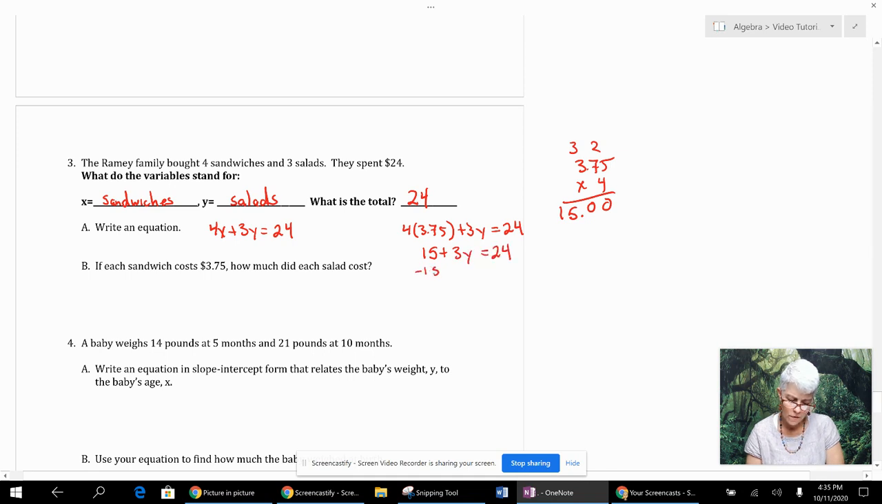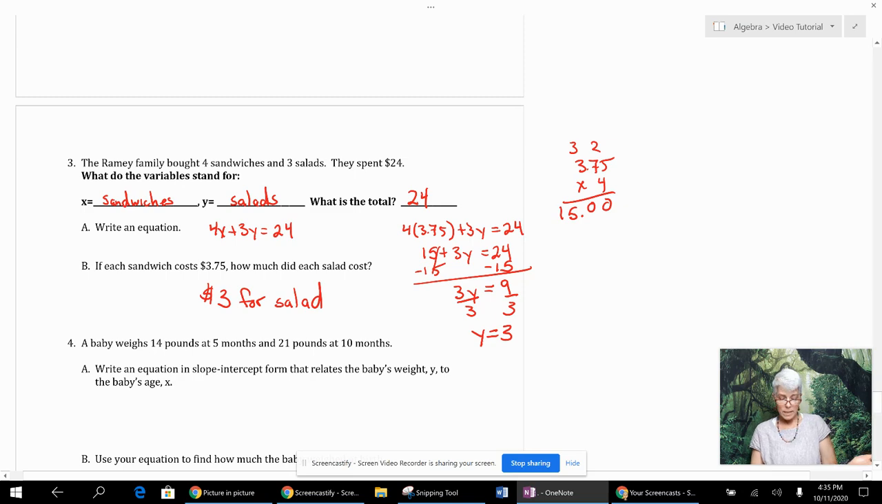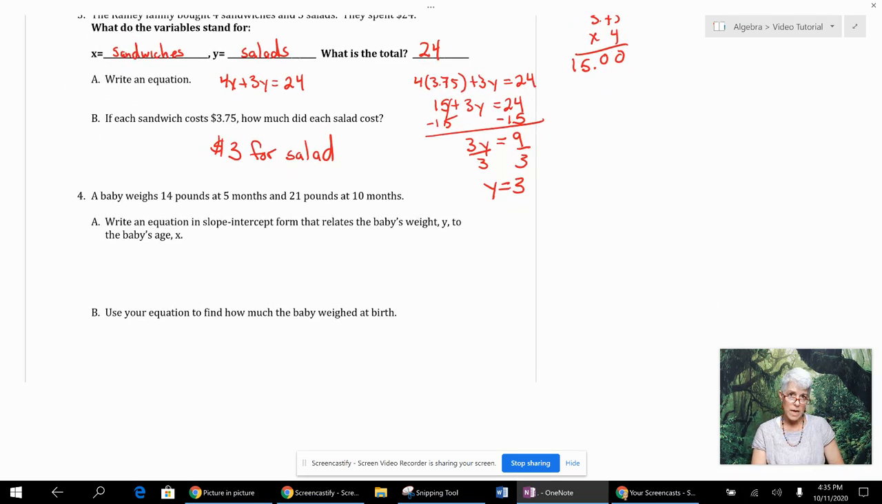We're going to subtract the 15 from both sides. And again, we have some very nice numbers here. y equals 3. So how much does a salad cost? $3 for a salad, or however you wanted to write that. Again, pretty easy. Now, the next one is going to involve a little bit more thinking.